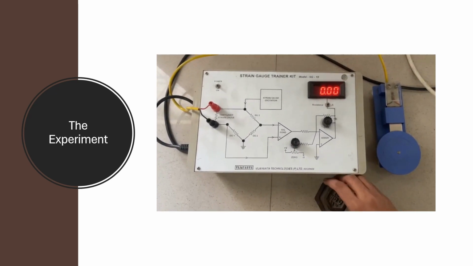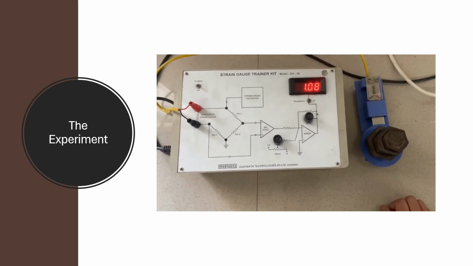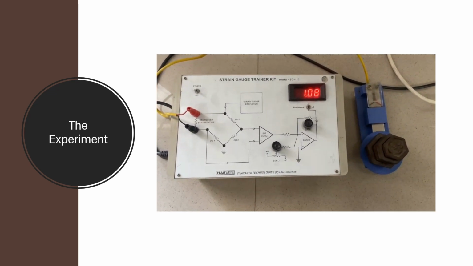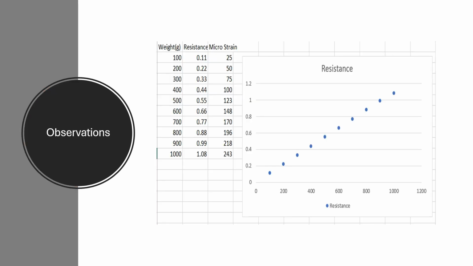And now placing all the weights, making it a total of 1 kg. The resistance is now 1.08.